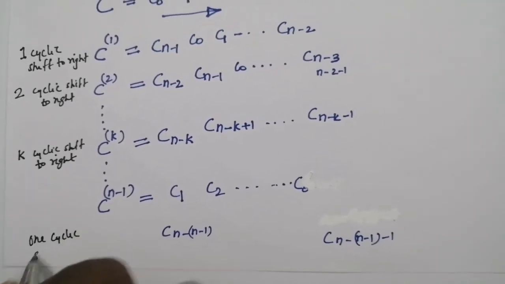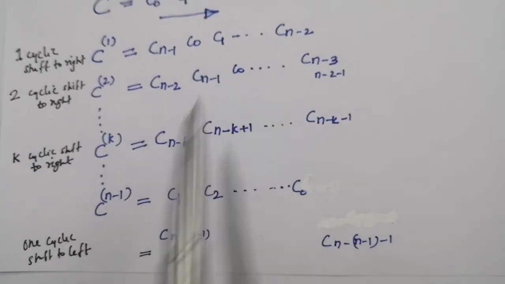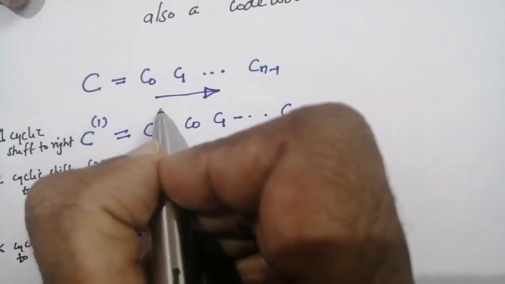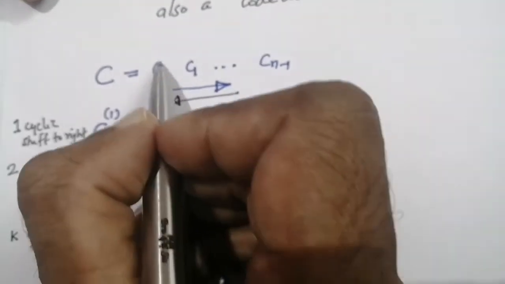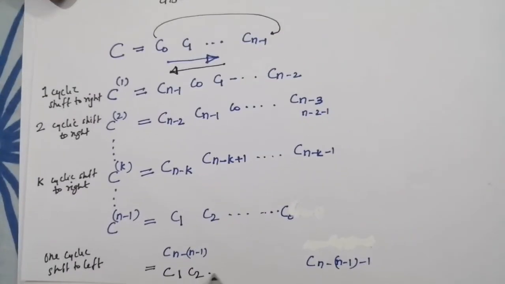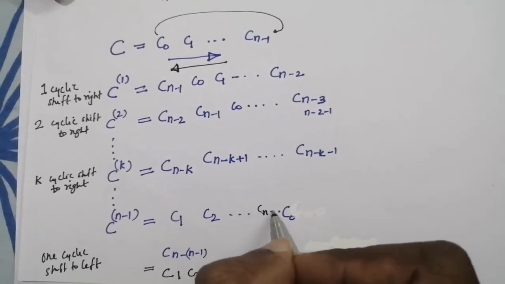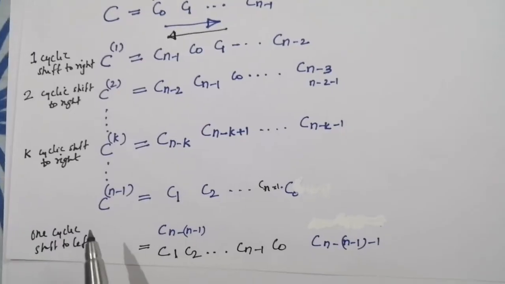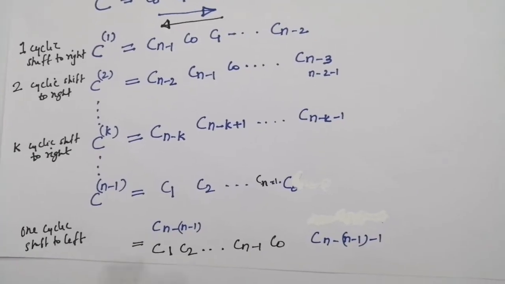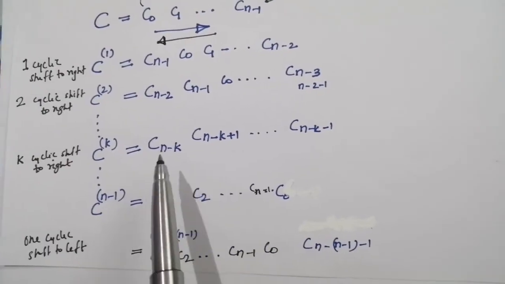1 cyclic shift to left is given by: you are shifting the code word in this direction cyclically, so this goes here. That can be written as C of 1, C of 2, etc., C of n minus 1, C of 0. So this is C of n minus 1. Interestingly, we can see that n minus 1 cyclic shift to right is equivalent to 1 cyclic shift to left. Or generally we can say that k cyclic shift to right is equivalent to n minus k cyclic shift to left.